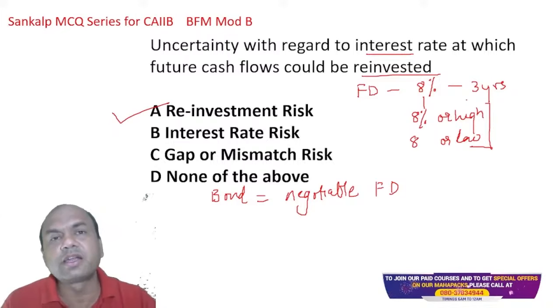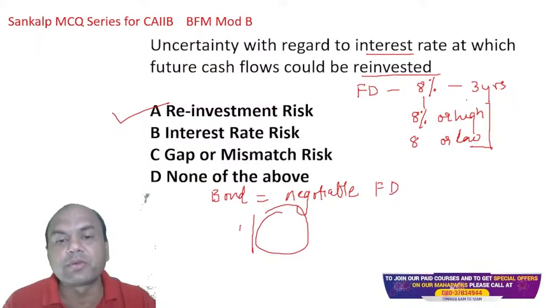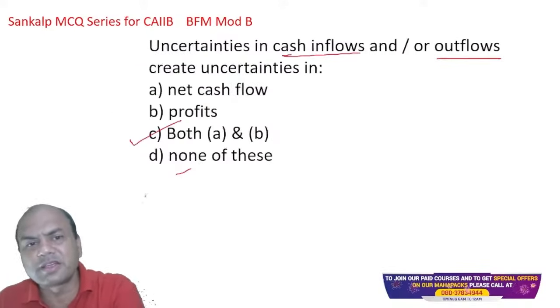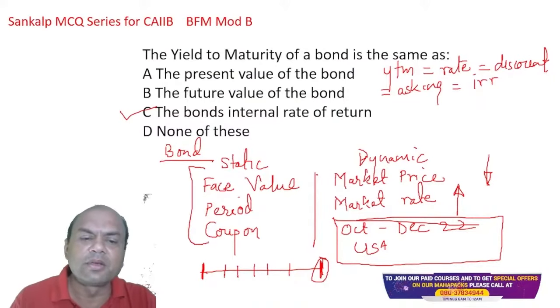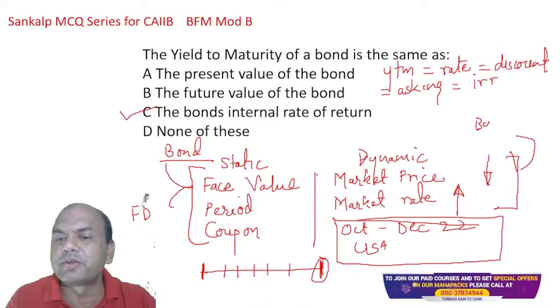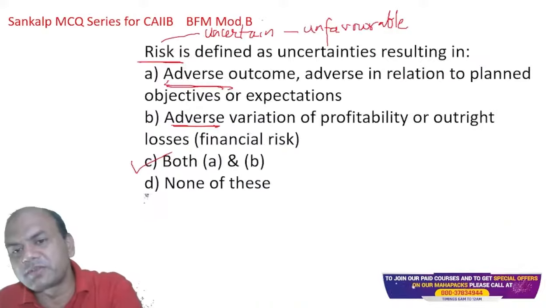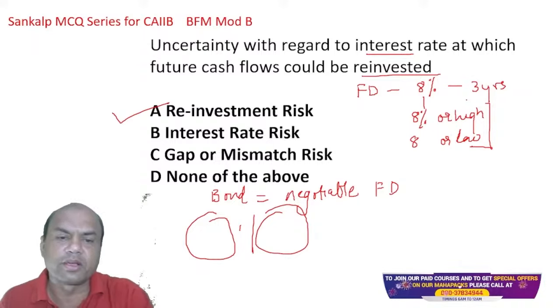But bond is slightly different from FD. That's why, what did I say? Those three elements, static and dynamic. These dynamic ones are bonds. That is the difference between bond and FD. Otherwise, these three terms, the static ones, are the same as in the FD, isn't it? For these three terms, bond and FD are both the same. This is the only part which changes in bonds. Bond changes because of this. This is not available in FD. So that's why bond equals negotiable FD. Isn't it? Got it? So, where were we? Yeah, over here. So, reinvestment.